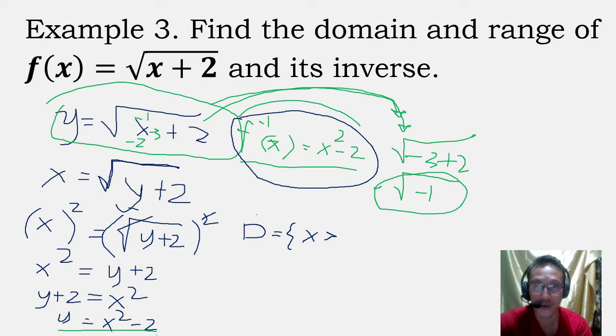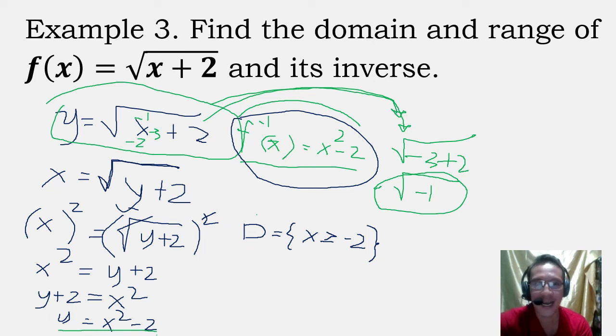Like negative 3. So, hindi na natin pwedeng gamitin yung negative 3. But, we can use negative 2 and lahat ng greater than negative 2 ay pwede nating maging domain. So, ibig sabihin, ang domain natin dyan ay x such that x is greater than or equal to negative 2. Kasi yung negative 2 pwede pa nating gamitin as a value of x.